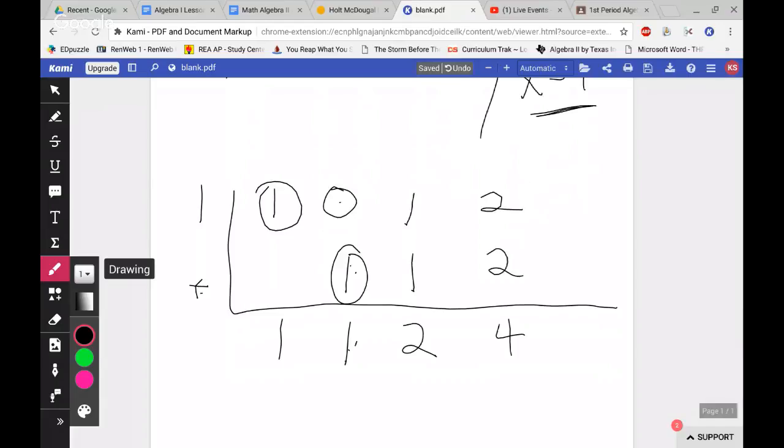Yes, ma'am. And then 1 times 1 is 1. And then 1 plus 1 is 2. And 2 times 1 is 2. And 2 plus 2 is 4. Maybe we should go through one more example. Yes, ma'am. After we do this, but let's write this one down.